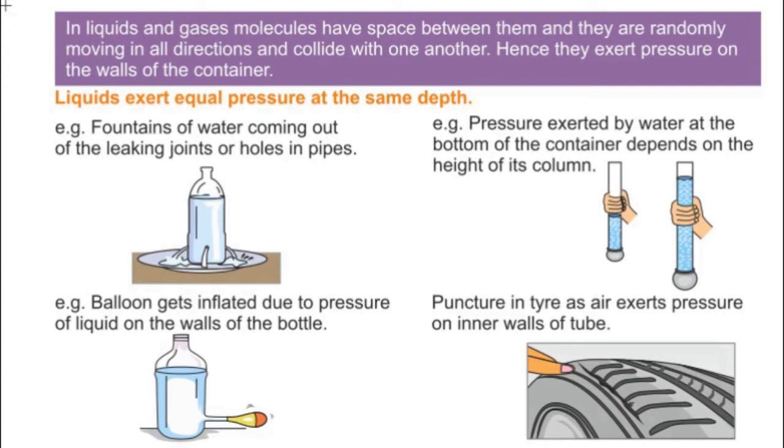For example, pressure exerted by water at the bottom of the container depends on the height of its column. For example, a balloon gets inflated due to pressure of liquid on the walls of the bottle. In a puncture in tires, air exerts pressure on the inner walls of the tube.